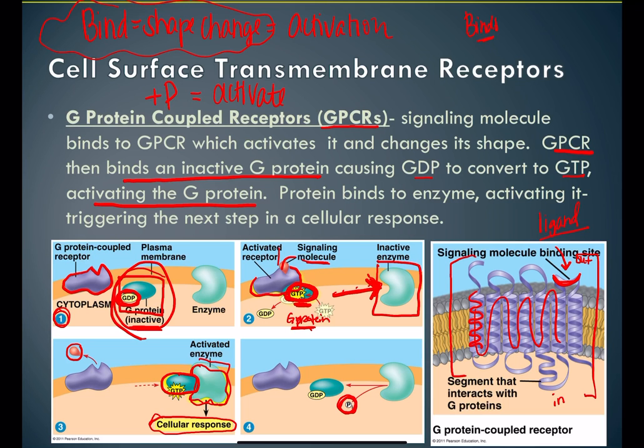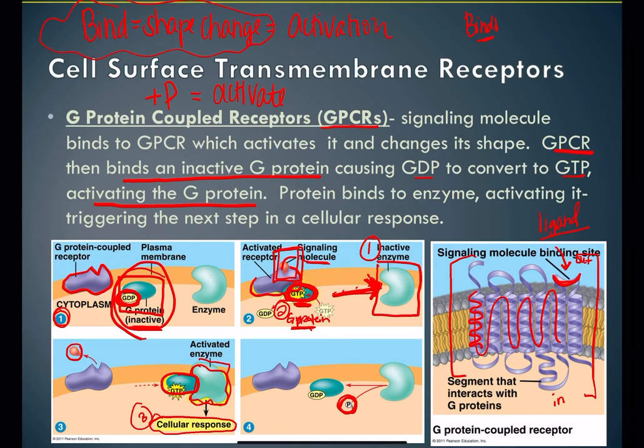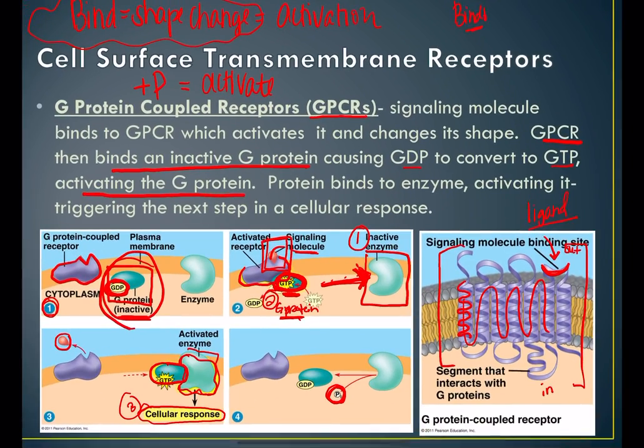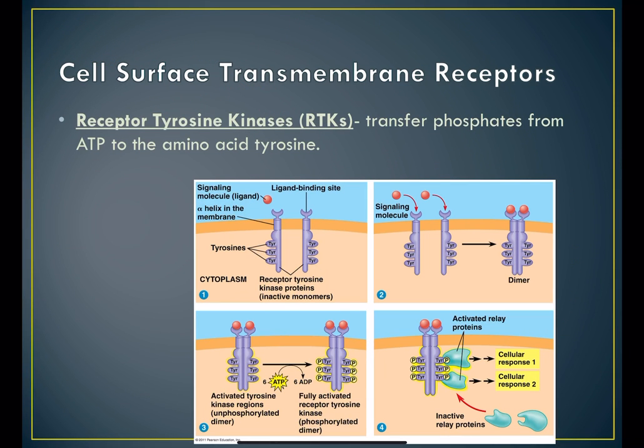So here we have our signal. This step is a transduction step. Actually, technically, this would be a transduction step 2, the G protein, and then the response down here. So signal, transduction, response. That's a cell signaling pathway. So that's the first type of receptor that I want you to know about. Let's look at the next one.